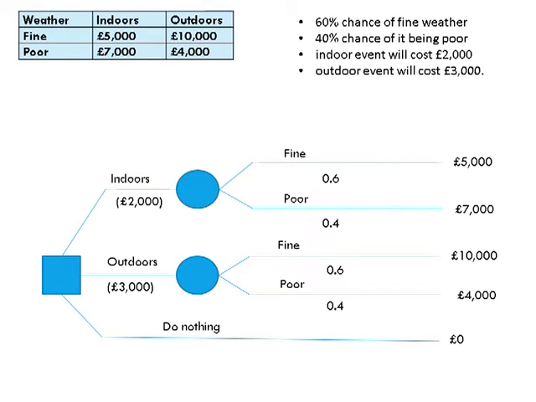And lastly, at the end of the branch, we write the estimated financial return that the business will earn if the event happens. Okay, so if they hold the event indoors and the weather's fine, the business will make £5,000. So we write that there. If we hold the event indoors and the weather is poor, we'll make £7,000. We'll write that there, and so on. And these can be positive or negative. Sometimes an outcome will generate a loss, in which case that figure would be negative.